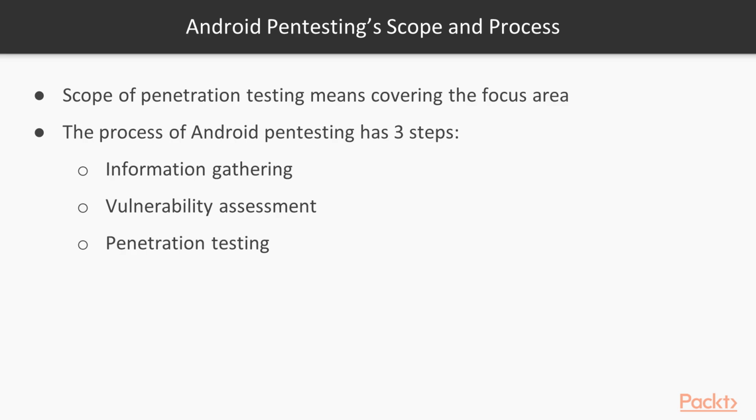Third is penetration testing. Penetration testing basically means that what you have got in the second step, the vulnerability assessment step, you need to check whether these vulnerabilities are actually available inside that Android application or not. For example, if you found 10 vulnerabilities inside that application, you need to check them one by one. For example, SQL injection attack: is SQL injection actually available inside the Android machine or not? That we need to check.